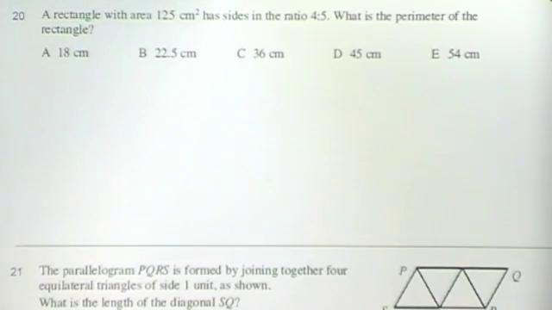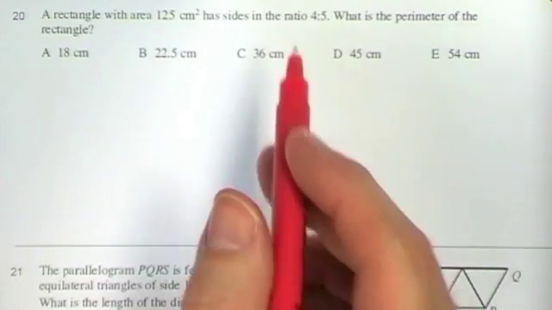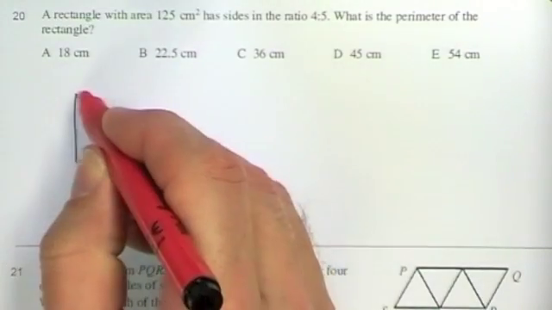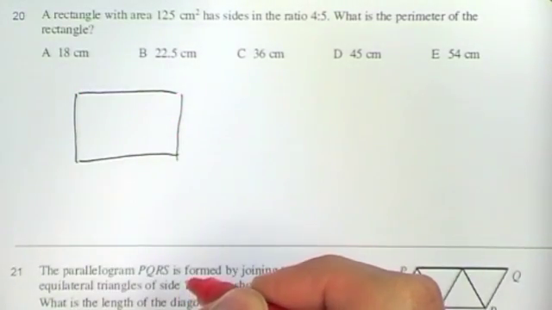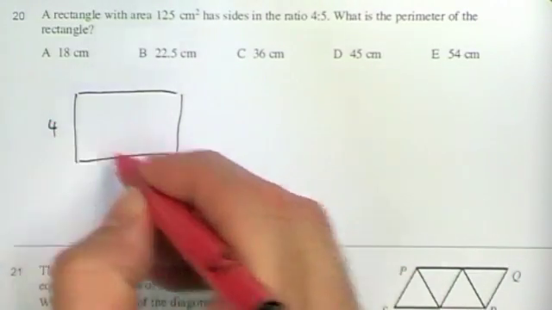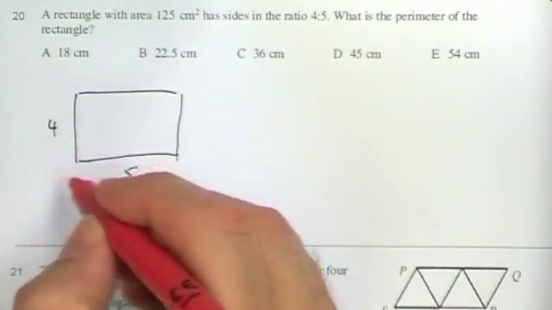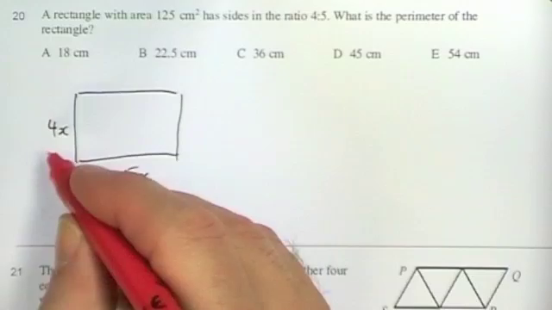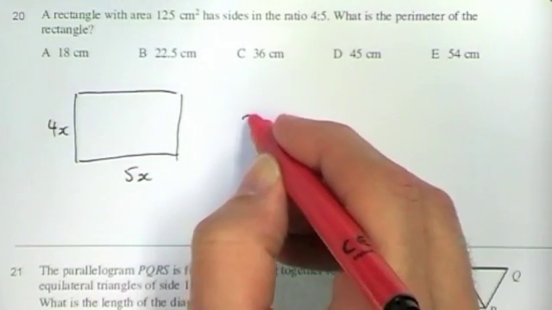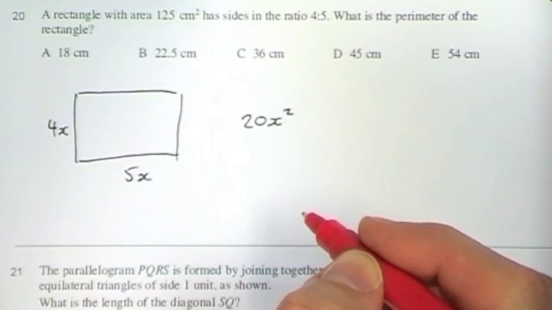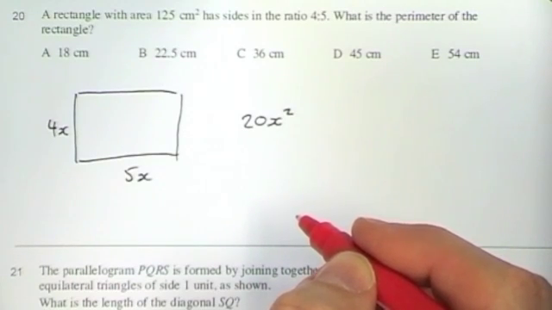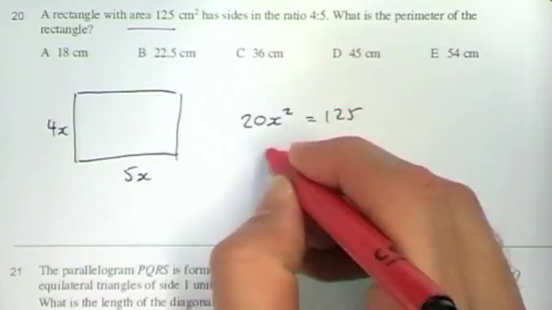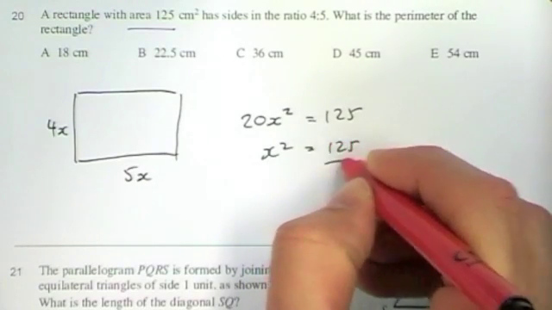Question 20, a rectangle with an area of 125 centimetres squared has sides in the ratio of 4 to 5. What is the perimeter of the rectangle? Let's just draw a quick sketch of the rectangle. The ratio is 4 to 5, but I don't know exactly the length, so I'm going to call it 4x and 5x, where x is a multiplier. Now 4x times 5x is going to be 20x squared, which is the area.